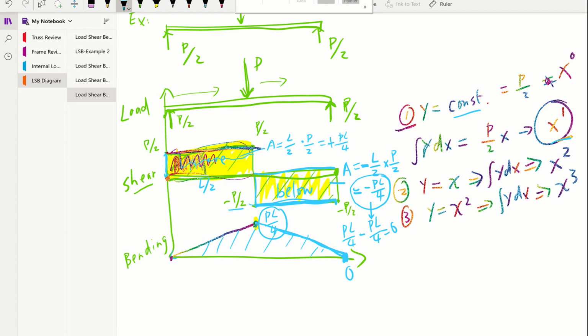So next video we will look at example 2 from an analytical approach and apply these graphical rules again. All right, until then, see you next time.